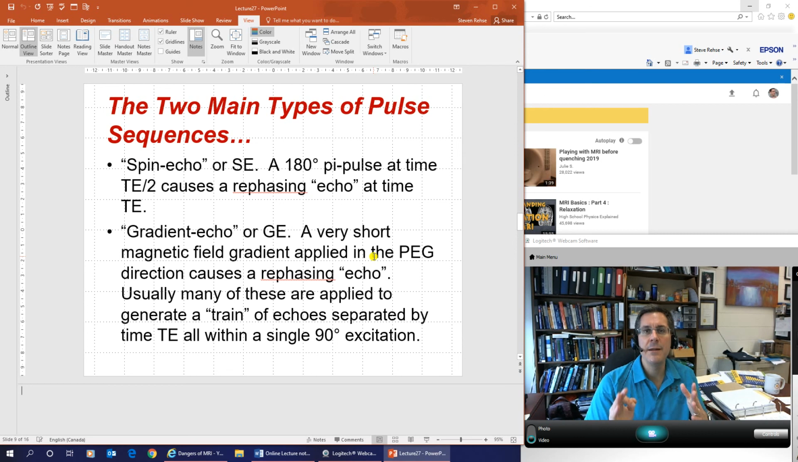But gradient echo, the name tells you what it is. It's an echo caused by a gradient field, but not one of these long gradient fields, just a blip. We're going to hit the person with a pulse of magnetic gradient. We'll turn on these magnetic fields really quickly, and then that's going to cause an echo to happen. Usually, we do a lot of them to generate a train of echoes, and they're going to be separated by a time TE, and that's all going to be within one single 90-degree excitation. So let's go ahead and see what that looks like.